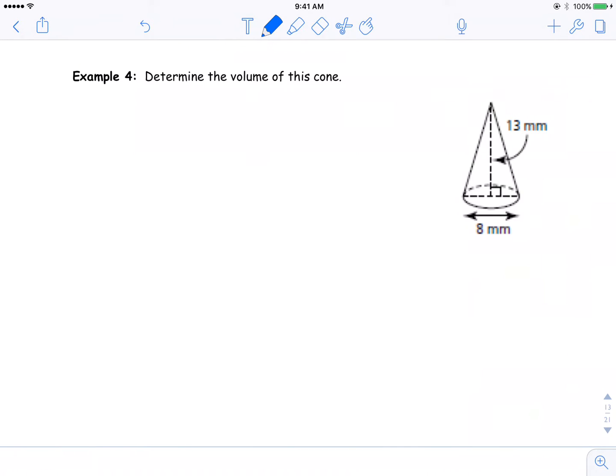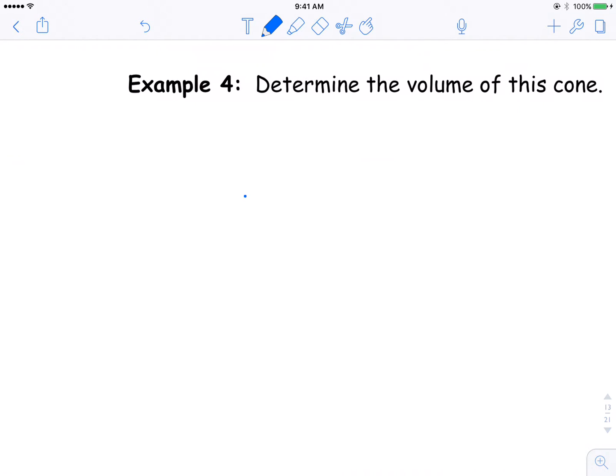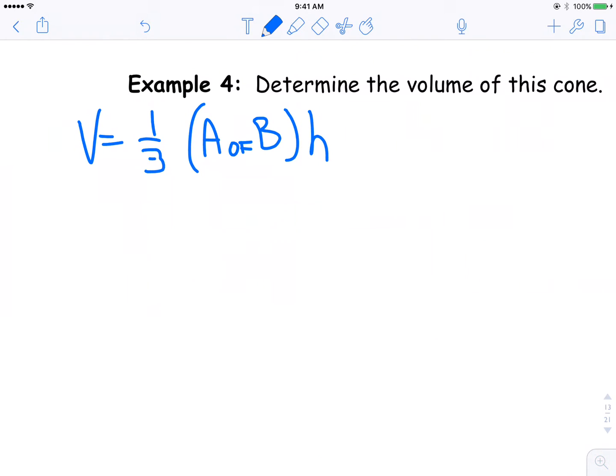Example number 4 here. Determine the volume of this cone. So we find on our formula sheet the formula for the volume of a cone. Volume is equal to 1/3 area of base times height. Again, height being the distance from the center to the apex or the tip.